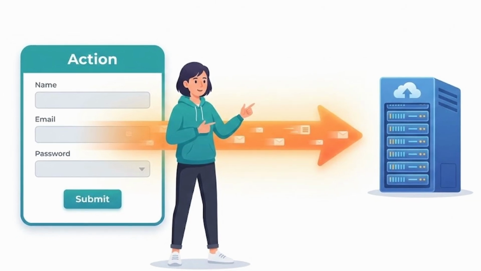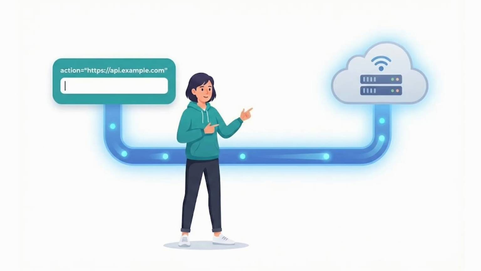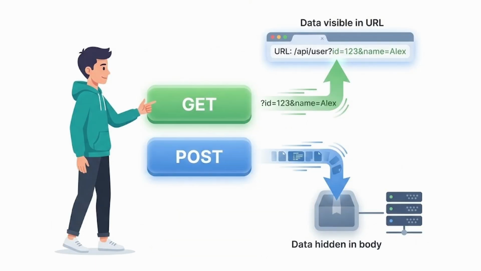So action, this is the address of the form. It tells the browser where to send the data when the user hits the submit button. Usually this is the URL to your server API. And next we have method. The method shows how we send it. We have two main choices.